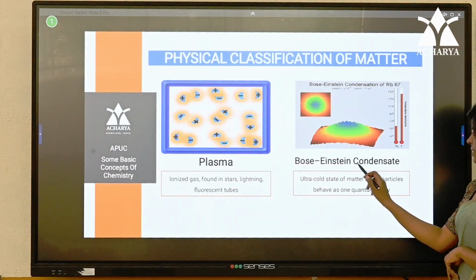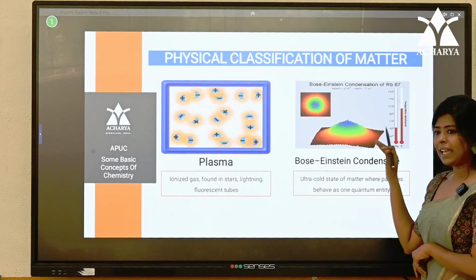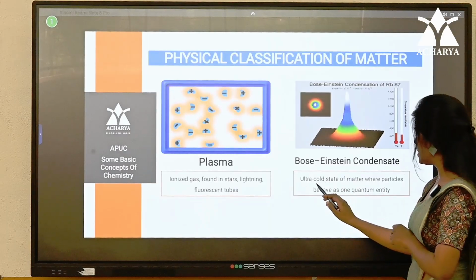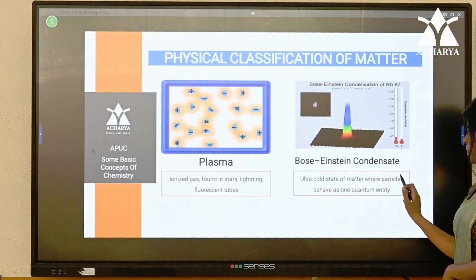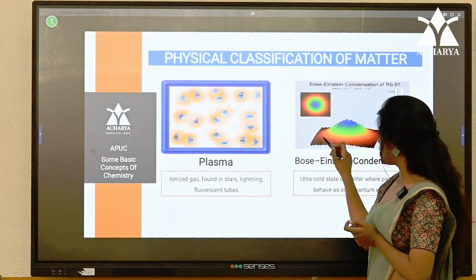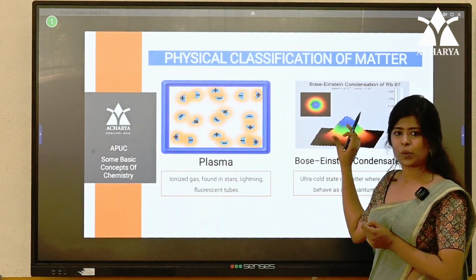Again, if you see Bose-Einstein condensate state, this can be visualized under very cool temperature. You can see ultra cold state of matter where particles behave as one quantum entity. So this is one of the research pictures which I have taken.